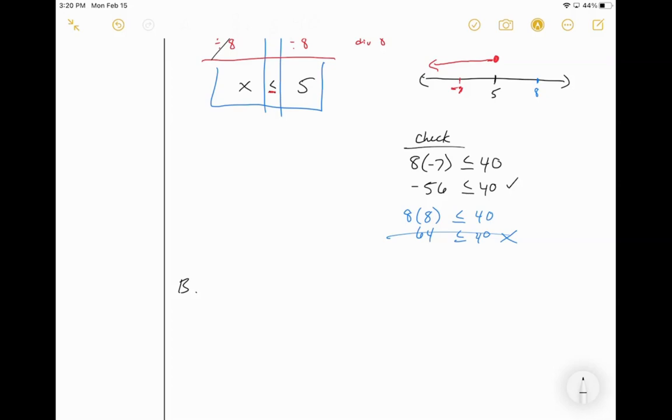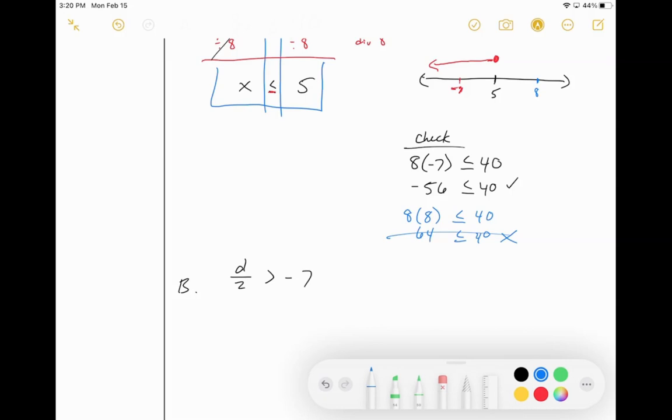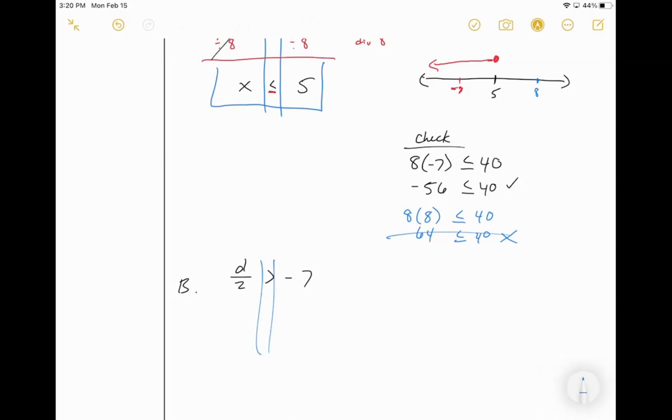Okay, how about this? D over 2 is greater than -7. D divided by 2 is greater than -7. All right, so let's go ahead and solve it. I see that there is a divided by 2, so I'm going to multiply by 2, or 2 over 1, on both sides. Cancels. What am I left with? I've got D, and I've got -14, greater than.